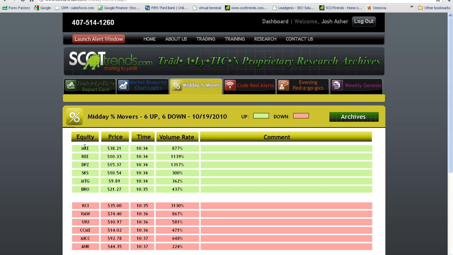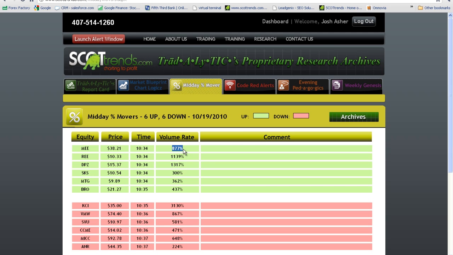and you'll see we've got the actual ticker over here. We've got the price, the time that this was updated and that price was clocked, and of course at that given time we had an 877% volume rate on MEE. Now what these do, obviously we want to trade things that move. If there's any momentum traders or things like that in here, knock your socks off. Get in here to the midday movers, have some fun.